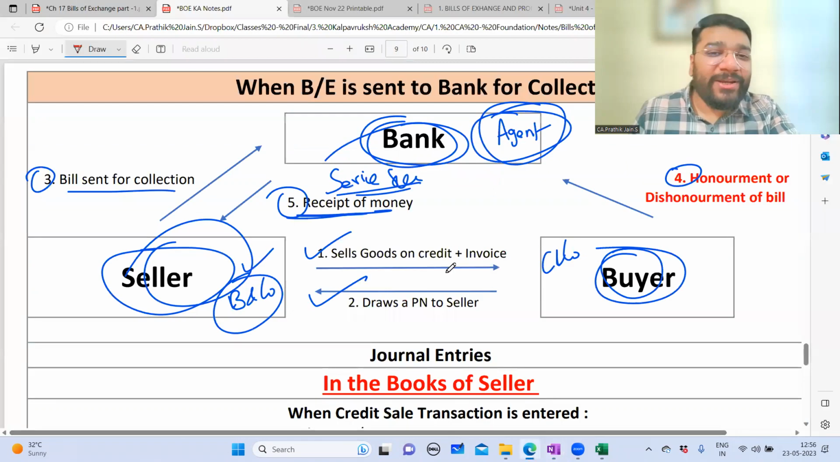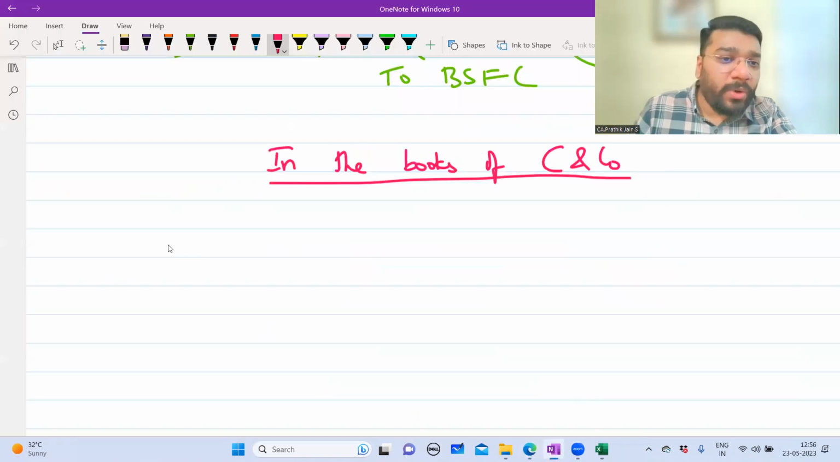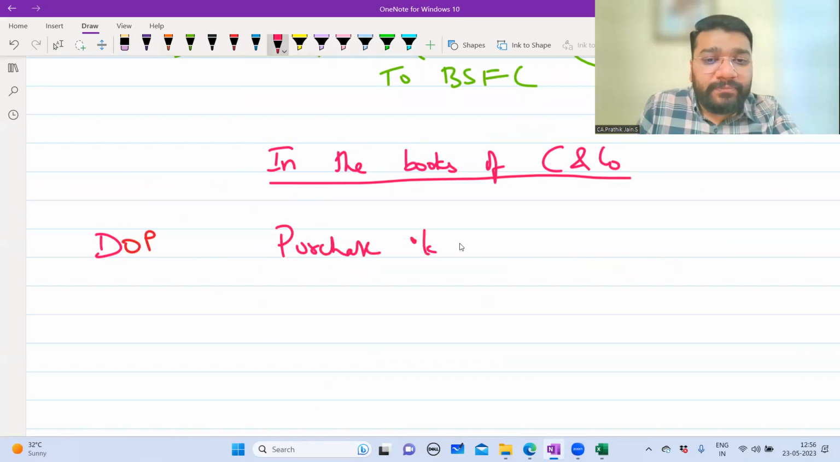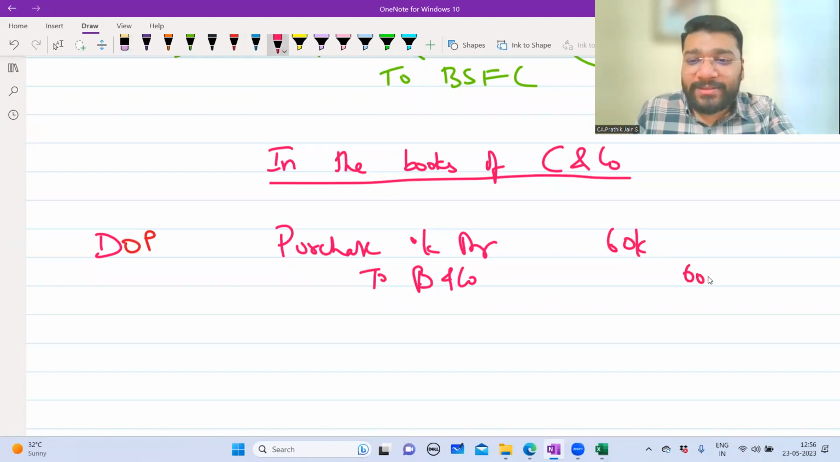Now, C and Co. The first transaction is happening between B and Co and C and Co. So will C and Co record this? Yes. It will be a purchase transaction. So on the date of purchase, what will be the entry? Purchase account debit to B and Co. What is the value? 60,000.